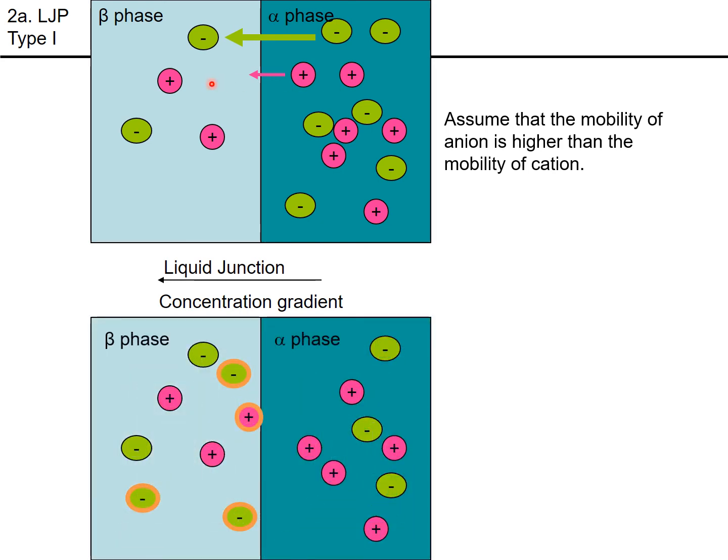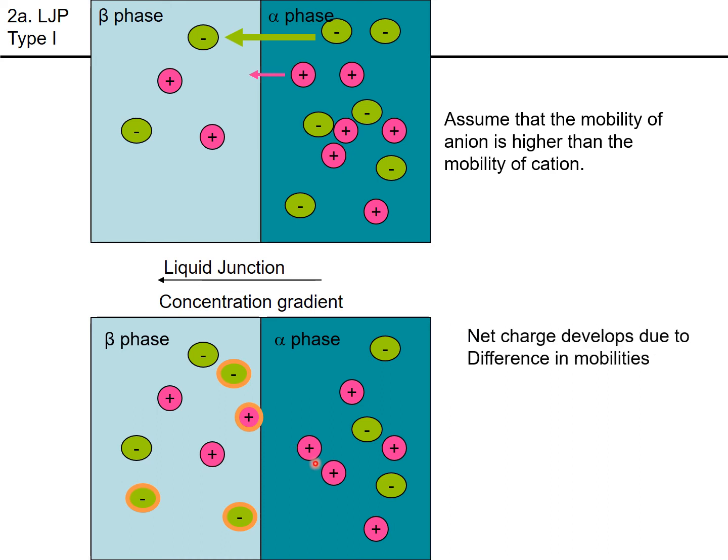Finally, we have this kind of situation. Only 1 plus is moving from the right to the left. However, 3 more minus ions are observed on the beta phase. So, the net charge of the beta phase is 2 minus, and the net charge of the alpha phase is 2 plus. So, potential is developed.